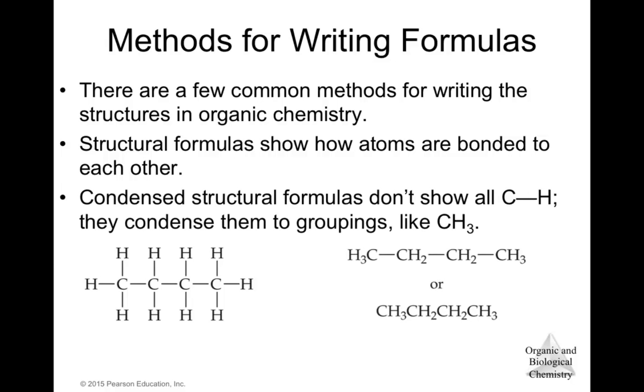The other one is the condensed structural formulas. This one doesn't show the carbon-hydrogen bonds. They condense them to group them like CH3 or CH2. So if they don't show this bond, it's a CH3. This has two hydrogens, so this is a CH2, two hydrogens, CH2, three hydrogens, CH3. So CH3, CH2, CH2, CH3. You can also represent it like this. So these two are known as the condensed structural formulas, and this one is the structural formula where you can see the bonds between the carbons and the hydrogens.